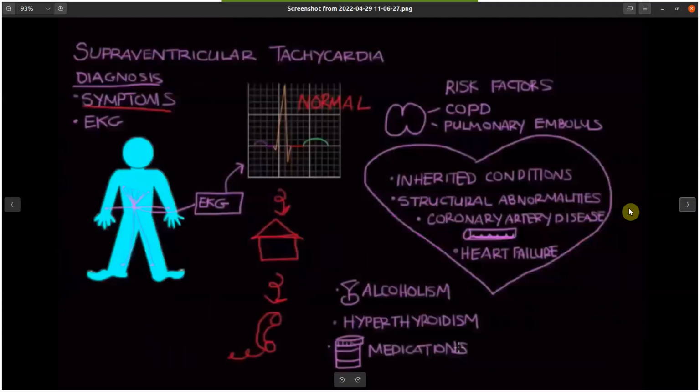And the EKG helps us see supraventricular tachycardia, for which we'll see the diagnosis and the symptoms. For the diagnosis, they will do the EKG, and this is a normal one. The person will feel dizzy, chest pain, and other things. So they will have to do an EKG, and that will tell what's happening.